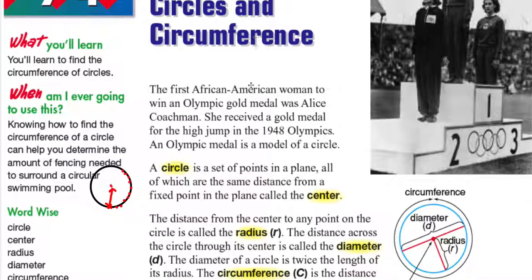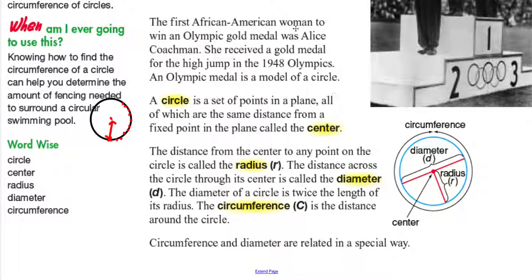That's what it means. The distance from the center to any point on the circle is called the radius. If this is our center, the distance from the center to any point on the circle is the radius. This is also a radius, and this is also a radius, and so on. Those are all considered to be radii of our circle.